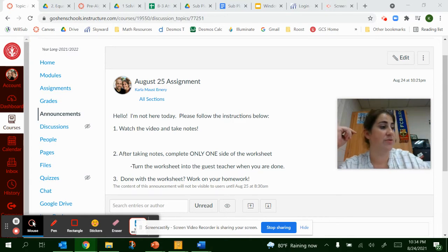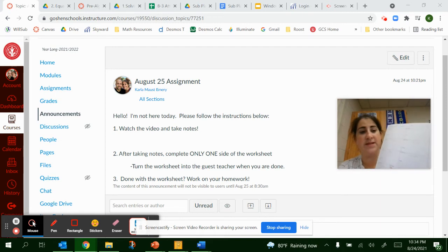The second thing you're going to do is you are going to do a worksheet. You only need to do one side of this. That's because the other side was for an activity that is too complicated to do with a sub. So you just need to do one side.